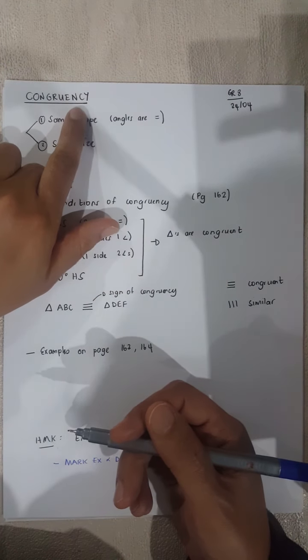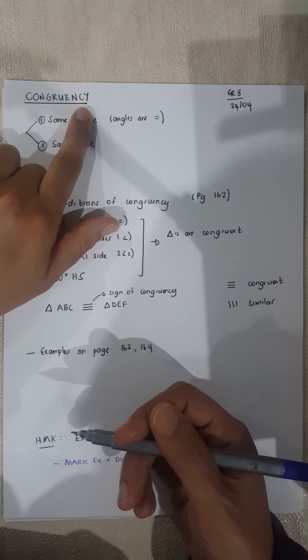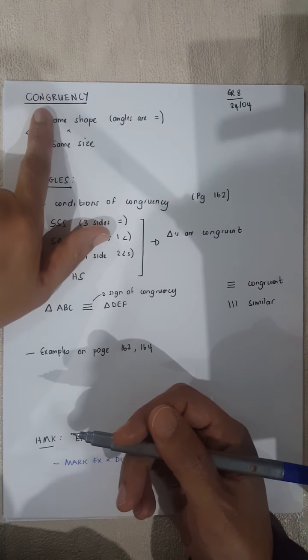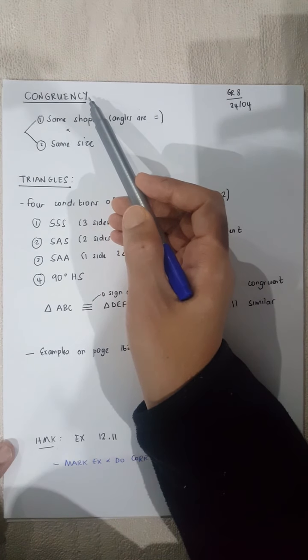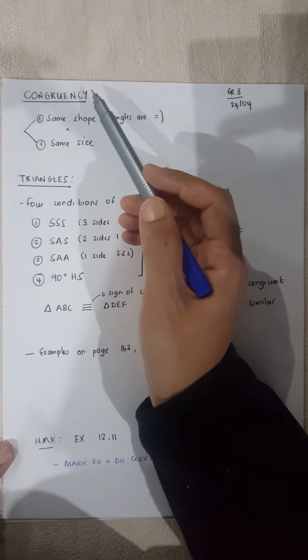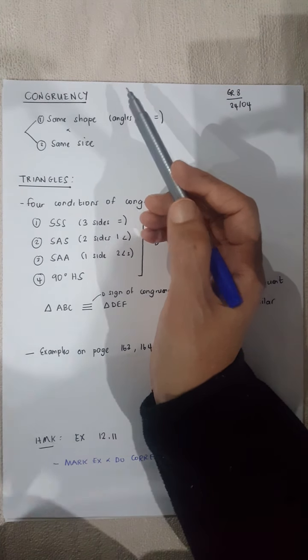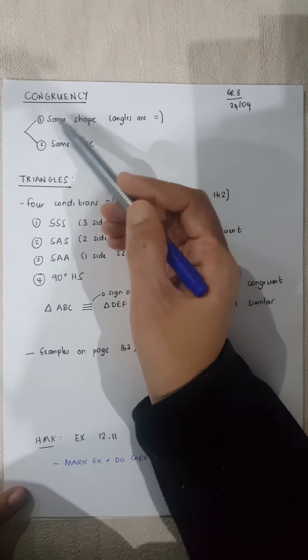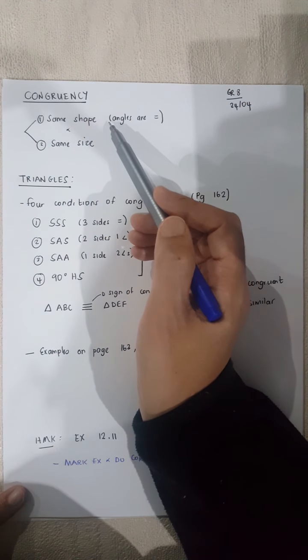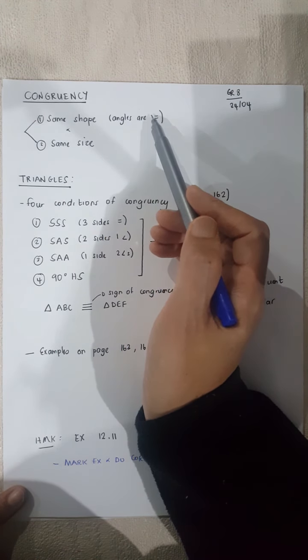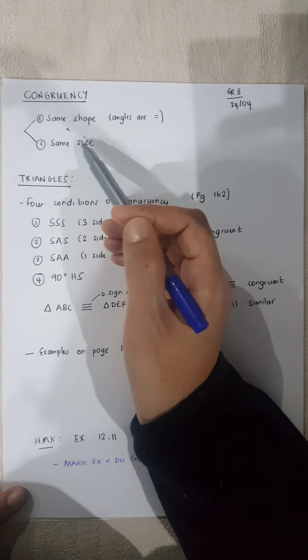Okay, we've done similarity with triangles. Now we are doing congruency, and we need to understand what we mean in geometry when we say two shapes are congruent, right? There are two requirements to have congruency. First of all, they must be of the same shape and the angles are equal, and they must be of the same size.